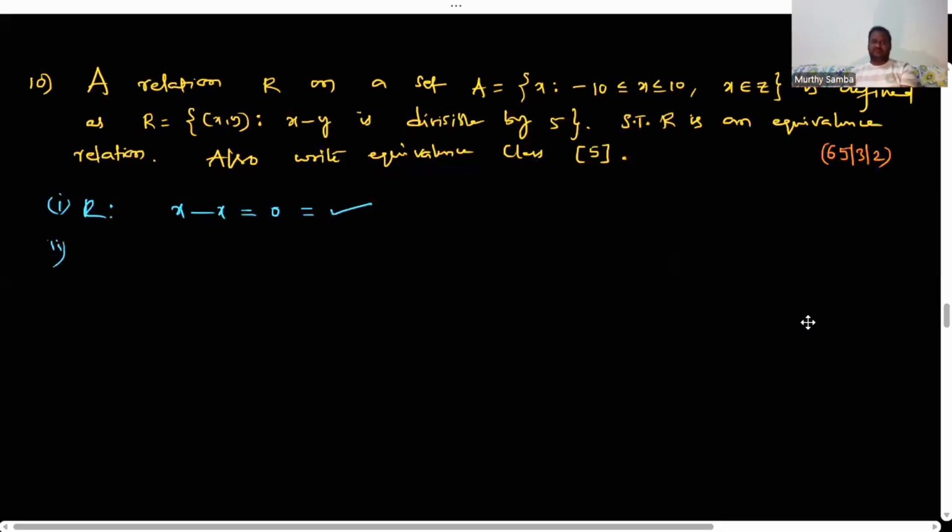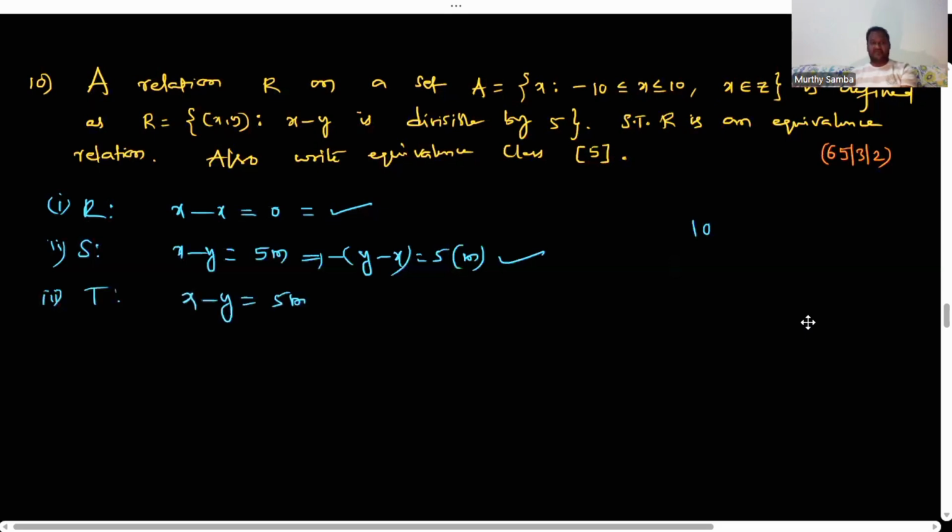And coming to symmetric relation. In the case of symmetric relation, x minus y is divisible by 5, which means x minus y is 5 into some other number. Then can we say that y minus x is also divisible by 5 into some number? Because x minus y is minus of y minus x, if some number 10 is divisible by 5, then minus 10 is also divisible by 5, right? So it is symmetric.